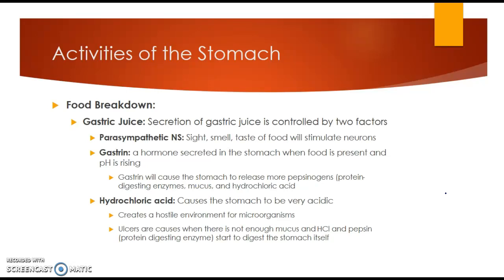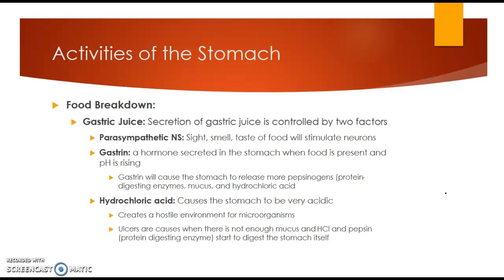So what actually controls the release of this gastric juice? Well, one is your parasympathetic nervous system. If you remember, this is one that you do not have control of, and basically the sight of food, the smell of food, the taste of food is literally going to stimulate the neurons that allow this gastric juice to be secreted. And if you think about it, that makes sense, because once you smell or see food that is intriguing to you, your stomach starts to rumble and your mouth starts to water. That's what this is.